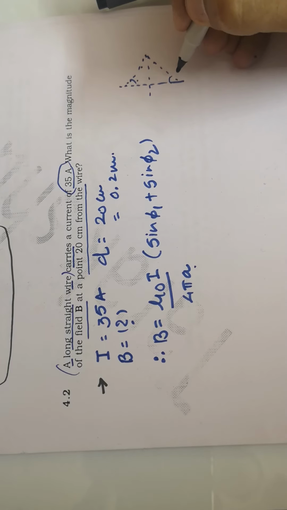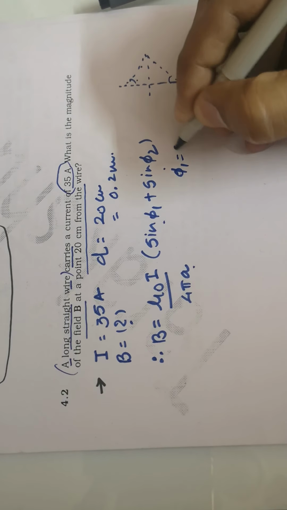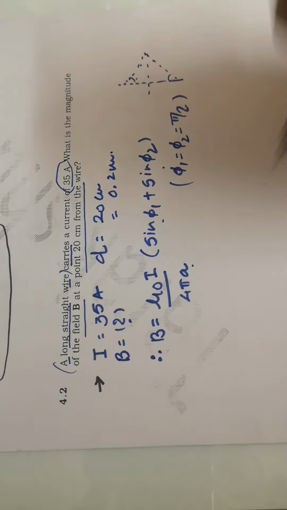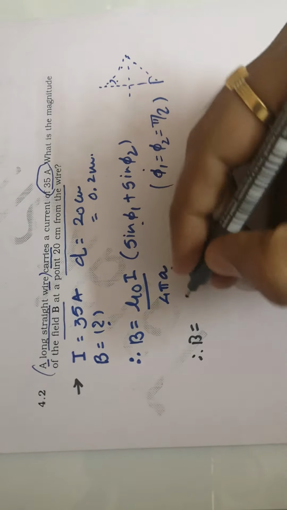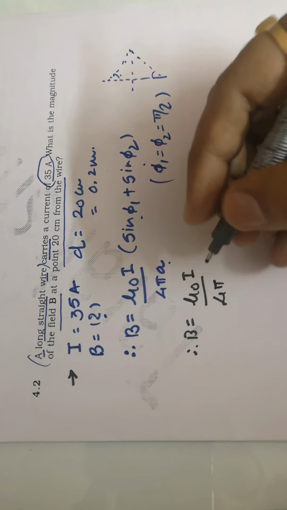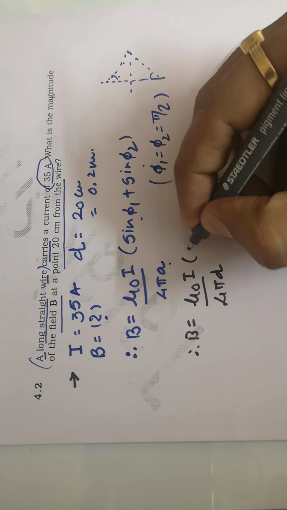These are the discussions we have already mentioned. So my phi is pi by 2. Both phi 1 and phi 2 are equal, so I am using this formula where phi is equal to pi by 2. Now my equation will be B is equal to mu 0 I divided by 4 pi, and I am using my distance d over here, which is the distance of the magnetic field.